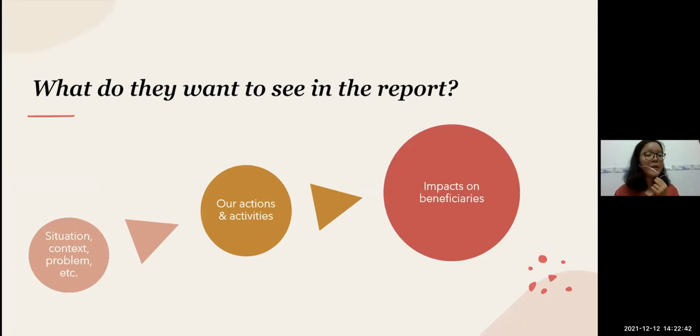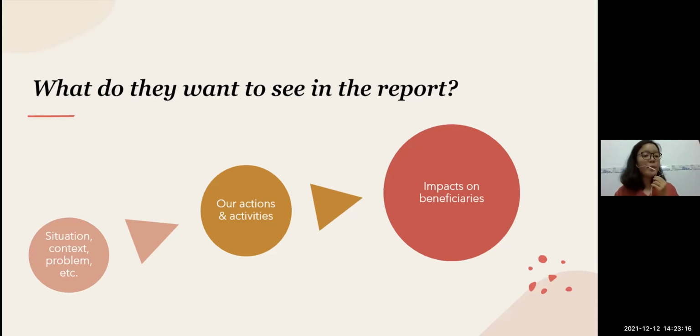Next, what do they want to see in the report? Of course, first of all is the situation, the context, or the problem. What is the problem that you're trying to solve? What is COVID-19 doing? Then our action and activities: of course, the core project that we presented to them in the proposal, and also some side activity that I mentioned earlier.